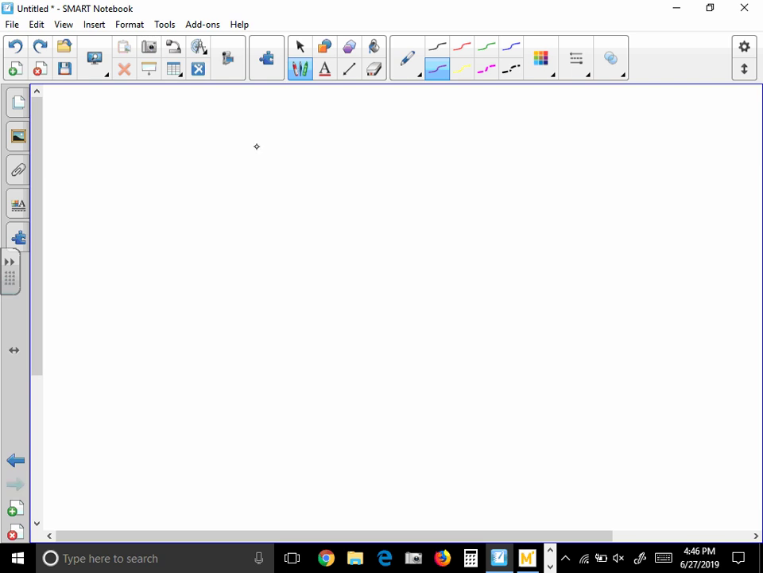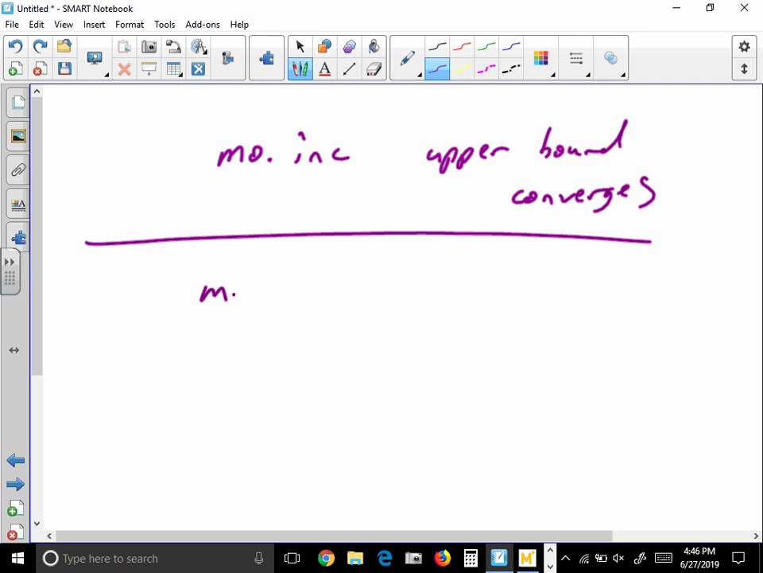So again, if it's monotonically increasing and it has an upper bound, it converges. If it's monotonically decreasing and it has a bottom, a lower bound, it also converges.